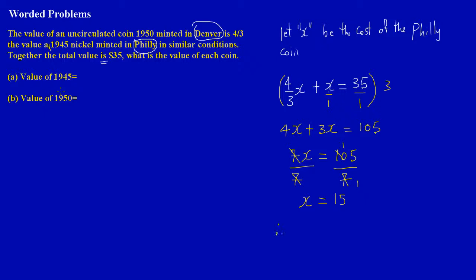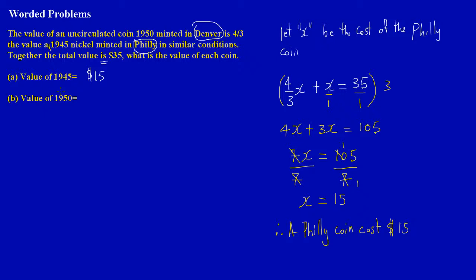So therefore a Philly coin costs $15. Okay guys, hope that was useful. In part A, they're asking us the value of the 1945 coin. The 1945 nickel minted in Philly is $15, so we can go ahead and write our $15 there. That's what we have just found.